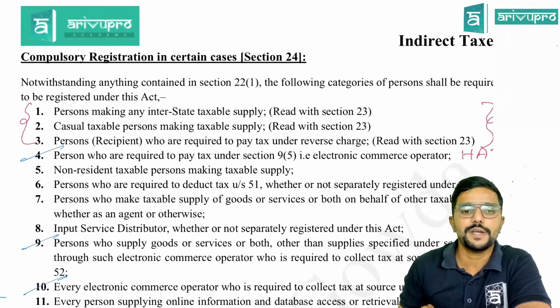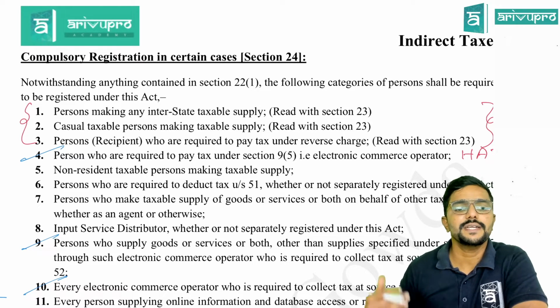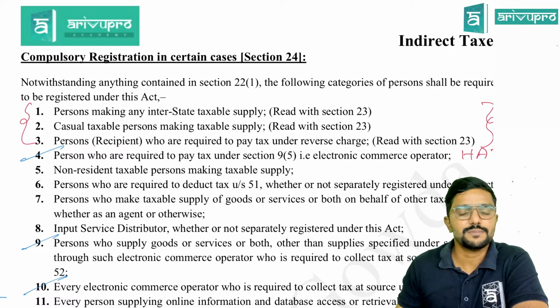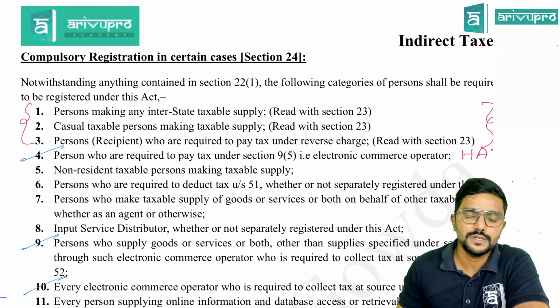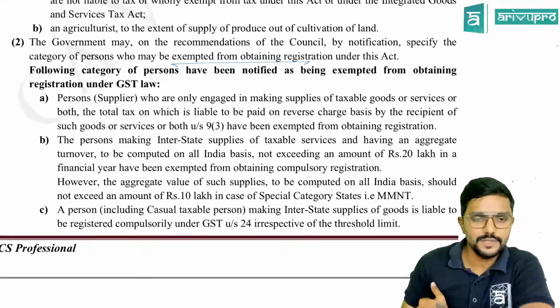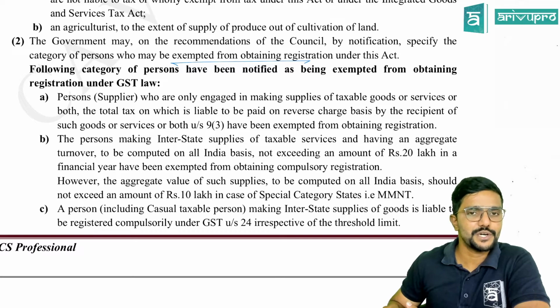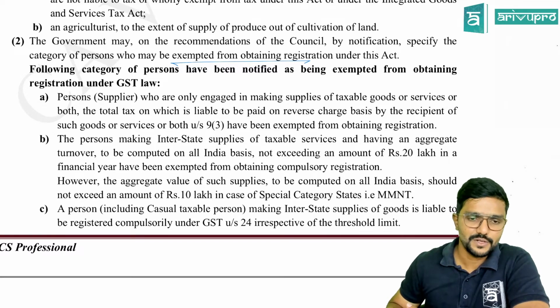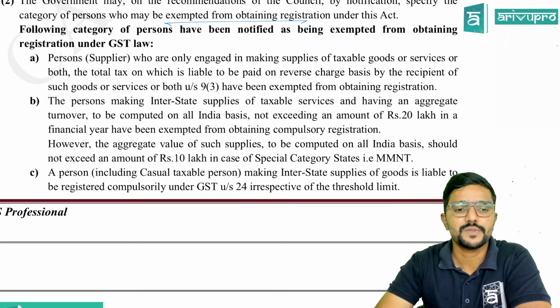Clear? Under section 24, the first 3 points, read with 23 I have given. So person who is making interstate taxable supply and casual taxable person and recipient in case of RCM has to get registered as per section 24, but it has to be read with 23. That point is here. Following category of persons have been notified as being exempted from obtaining registration under GST law. So whatever power has been given for the government under section 23 subsection 2, they have notified 3 people here using this power. Which are those? Please pay attention. This is important. Please understand as it is.